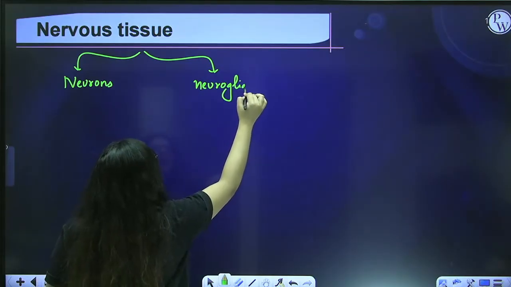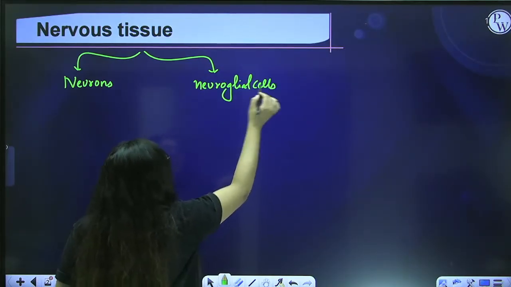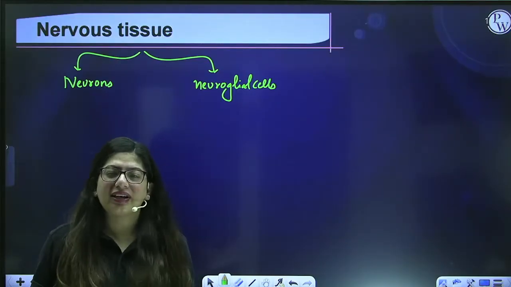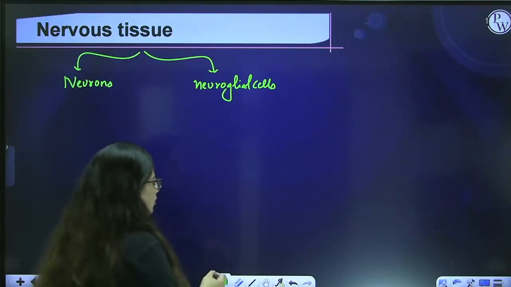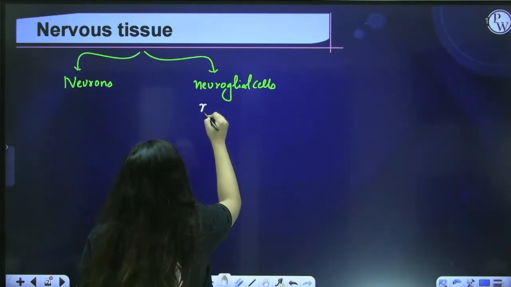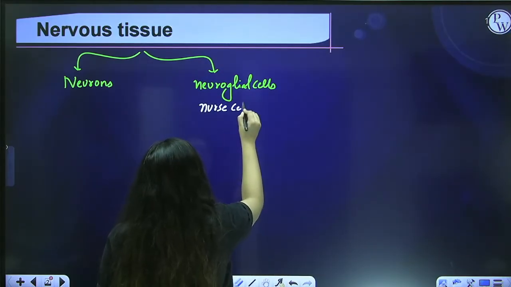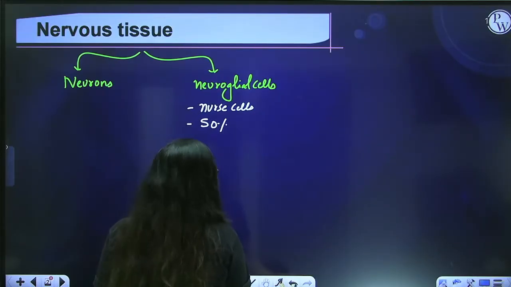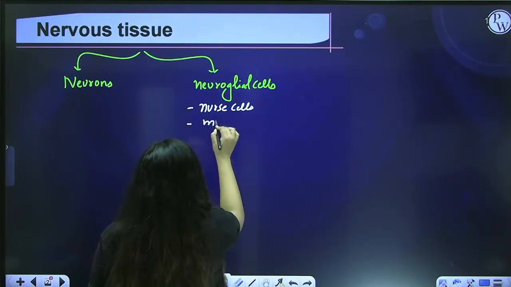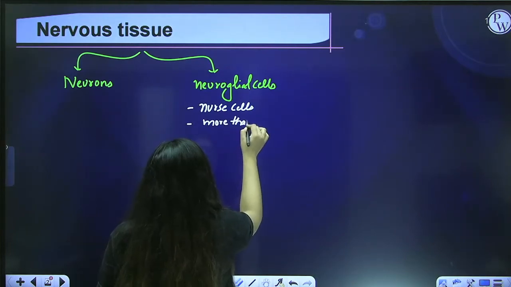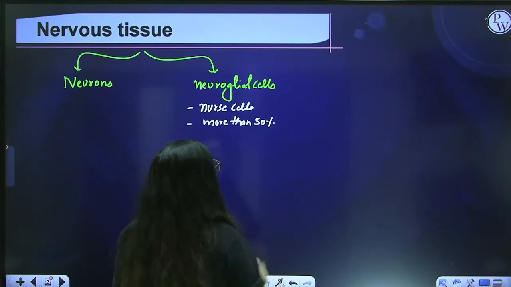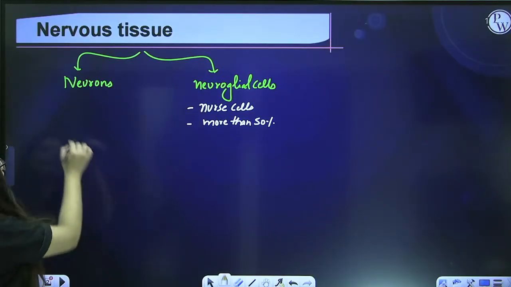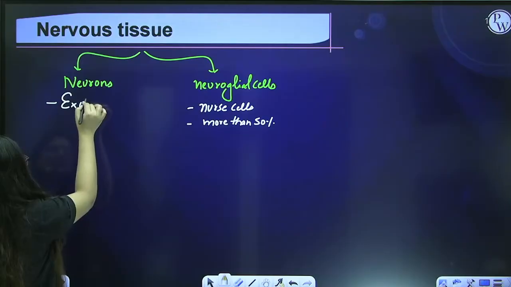Neuroglial cells are very small cells that are basically your nerve cells. What are these nerve cells, right? So neuroglial cells are basically nothing but nerve cells. They are actually more than 50%, right? More than 50% of your nervous tissue is neuroglial cells. They are smaller than the neurons, whereas neurons are the structural and functional unit, and these are excitable cells.